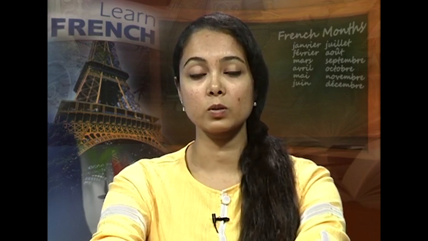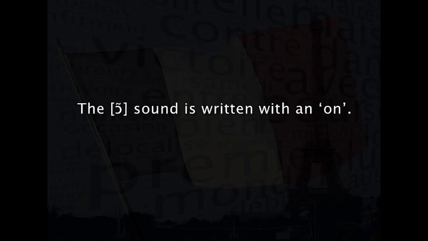Let me review this section on the on sound. This nasal sound can be created in 2 ways. In most cases, the O sound is written with an ON. But when the letters P and B follow immediately after the nasal sound, the letter N changes to M. This change in the writing, however, does not affect the pronunciation. The pronunciation remains the same.